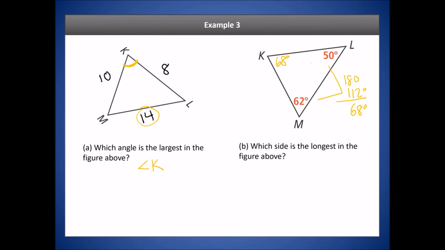Now, because this angle is 68 degrees, that is the largest angle here, which means that the side opposite of it is the longest side in this triangle. And so the side that is the longest is side LM, line segment LM. You can also say the length of LM is lowercase k.